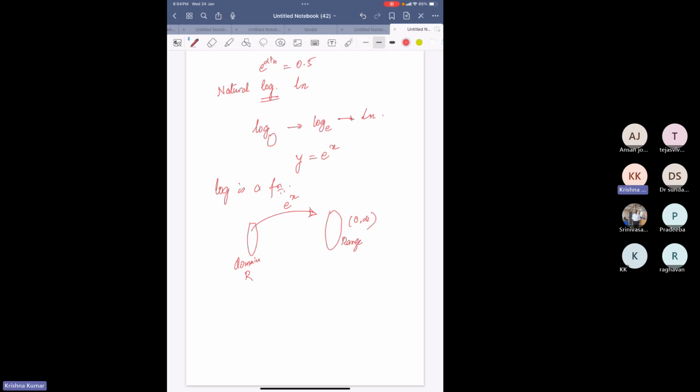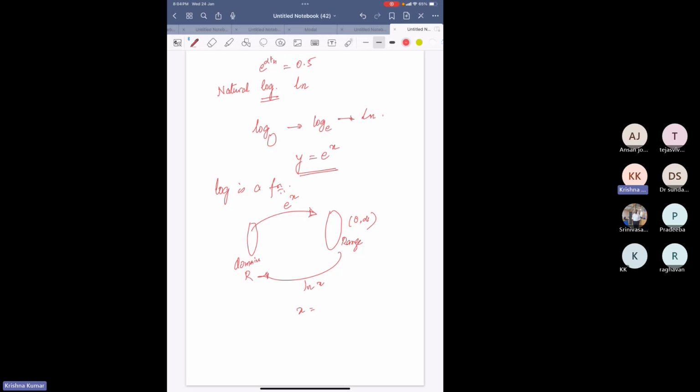Then we know that this is the forward motion. We know that I want to go back, which is the inverse. So that inverse function is ln of x. So how do you define it with y is equal to e power x? What is this inverse function?